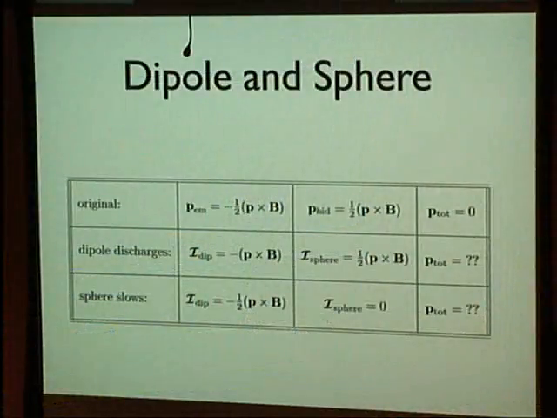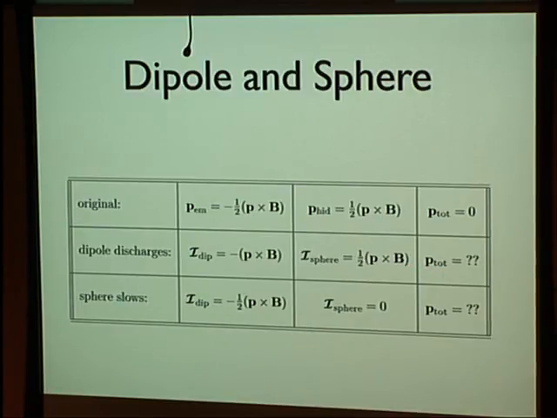Here's the calculation for the dipole and sphere problem, done now, I say, correctly, or rather almost correctly. Originally, there was electromagnetic momentum stored in the system. The hidden momentum exactly compensated for that. The total momentum was zero, as the general theorem said it had to be. Now I discharge the dipole. The dipole gets an impulse in one direction. The sphere gets an impulse in the other direction, but it's only half as big, so the total momentum is not zero.